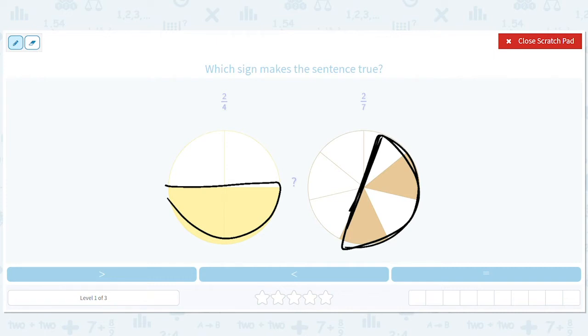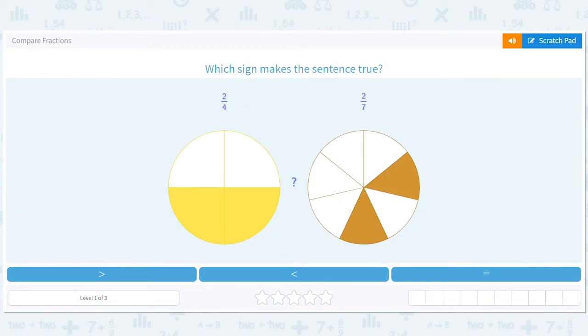right? So this has got to be greater than. 2/4 has got to be greater than 2/7. Also, if the numerator is the same and the denominator is bigger, then the number actually gets smaller because you're getting two pieces out of a more finely chopped up pie, so it's got to be less. 2/7 is less than 2/4. So 2/4 is greater than 2/7.